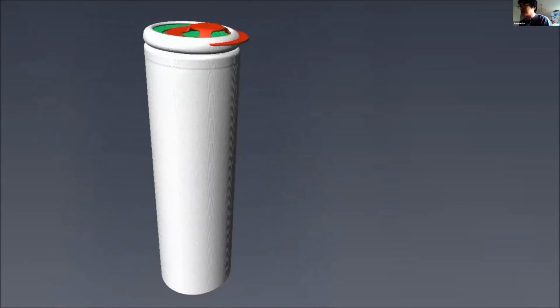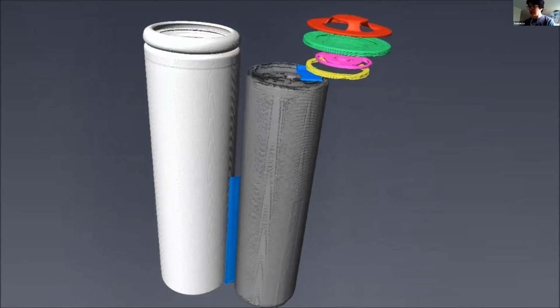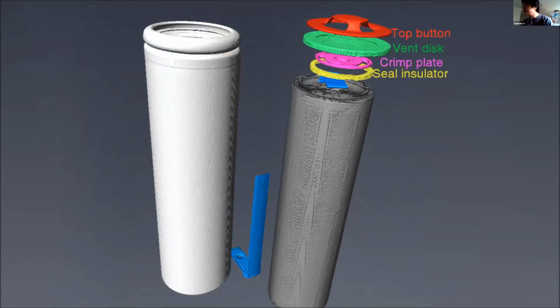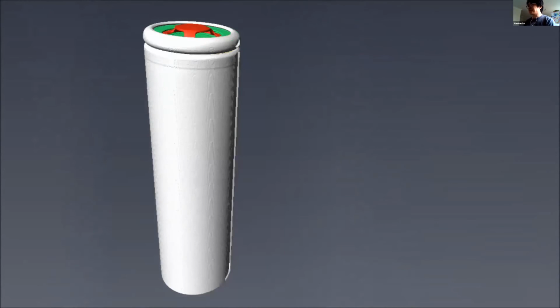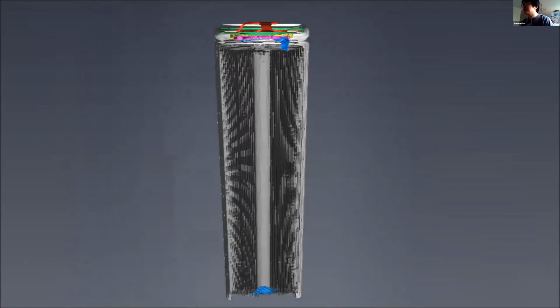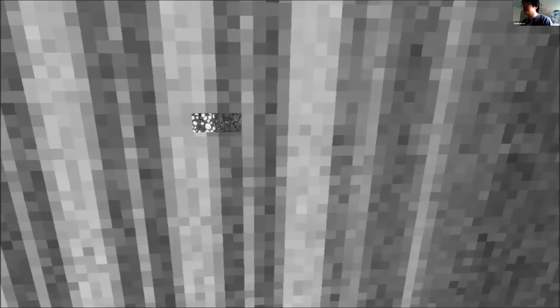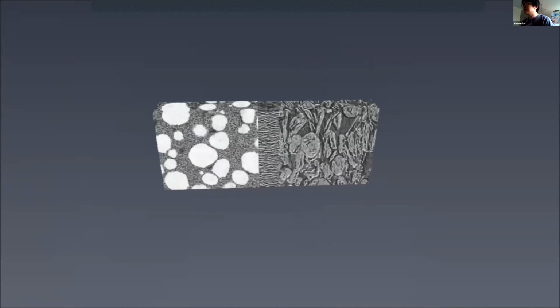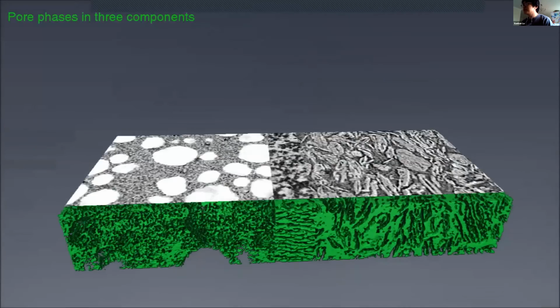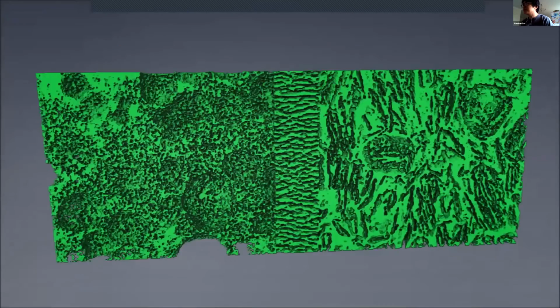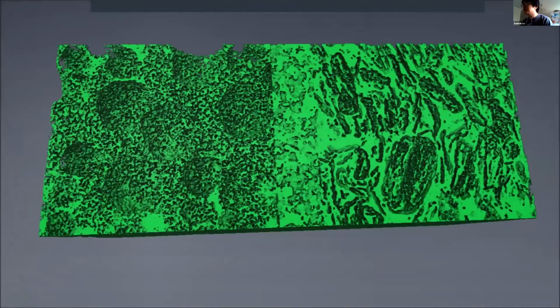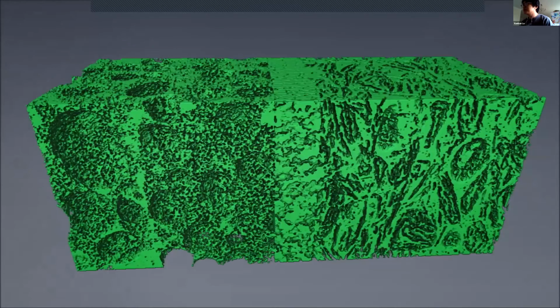So first you see is the whole battery scan using the industrial CT, and the resolution is about 16 microns. And we can easily identify different components in the battery. Then we did the high resolution scan to resolve more details of the cathode and the anode. Here is rendering the green phase, which is the pore morphology in the three phases. You can see it's quite different in the three components.